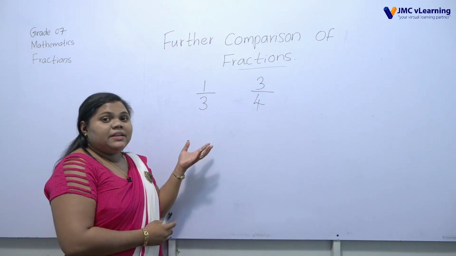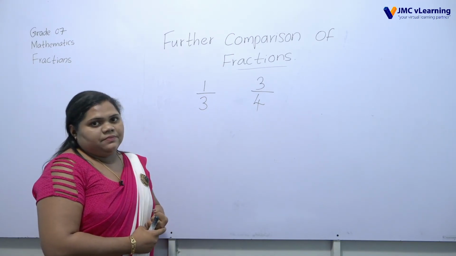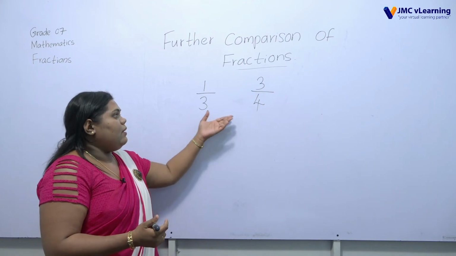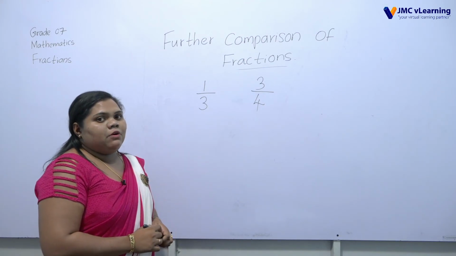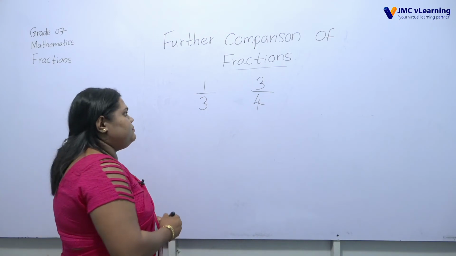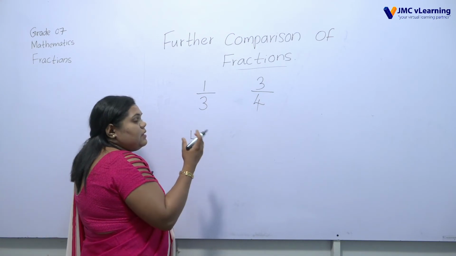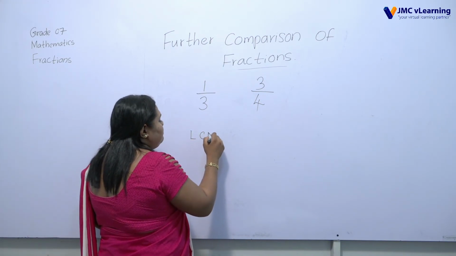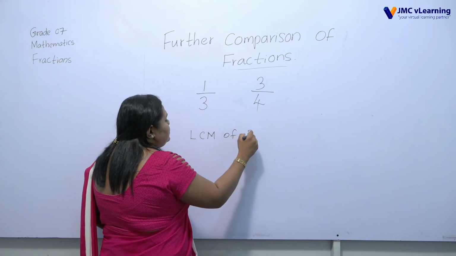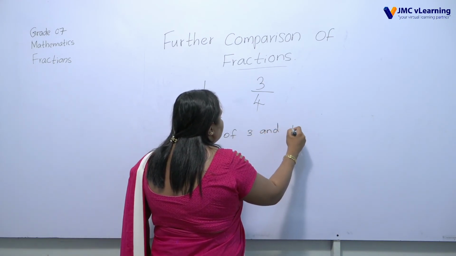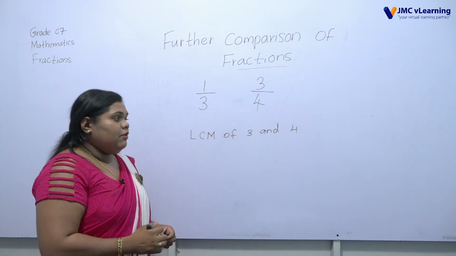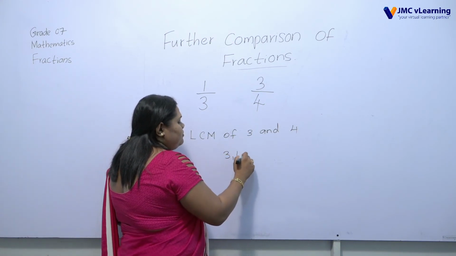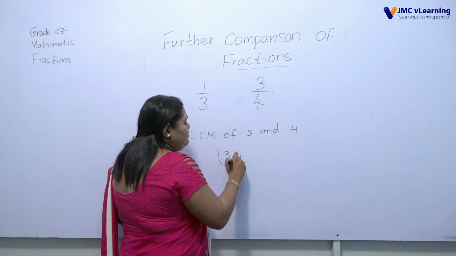Okay, for that, how can we compare them? For that we need a common denominator. Without a common denominator, it's difficult to compare, no? So we have to find the LCM of 3 and 4. To get the common number, we need the LCM for that. What is the LCM of 3 and 4? I think you already know how to find it, no?